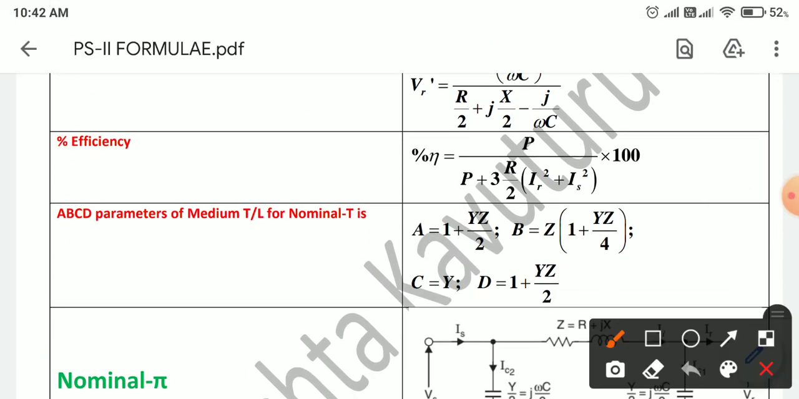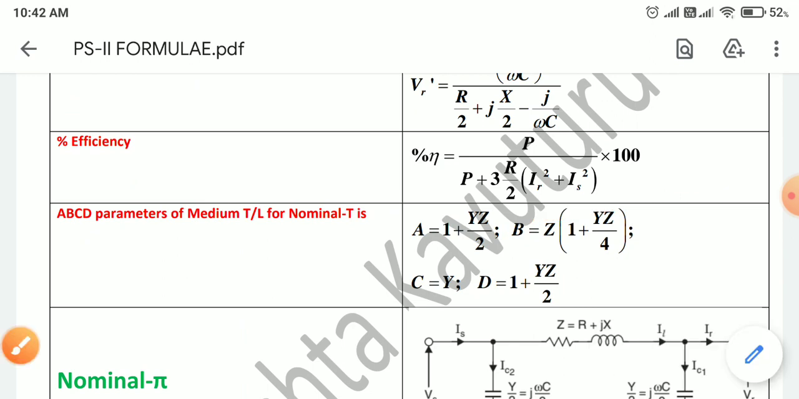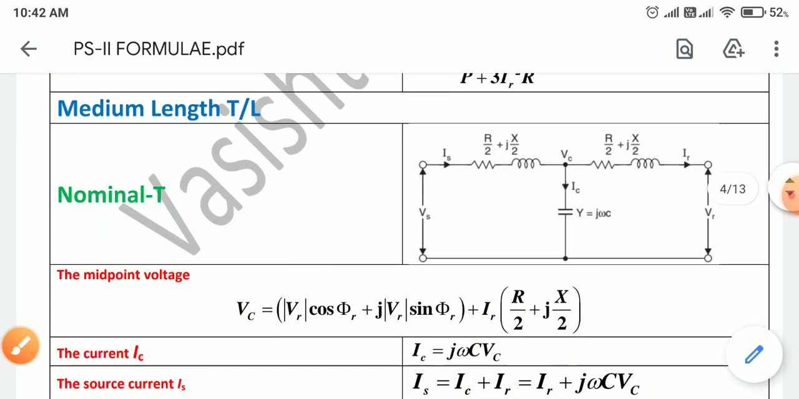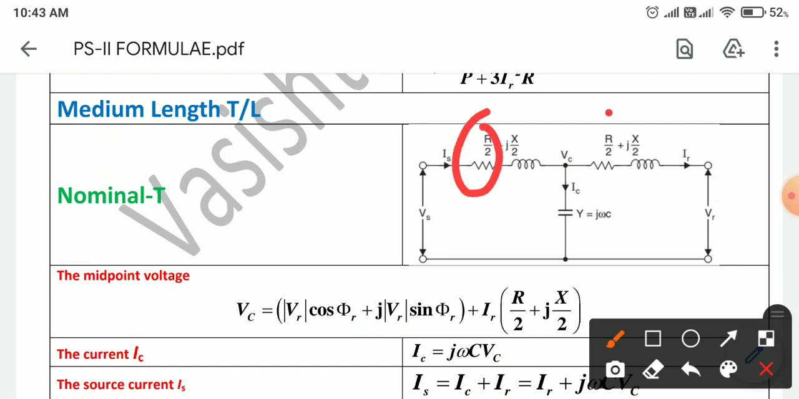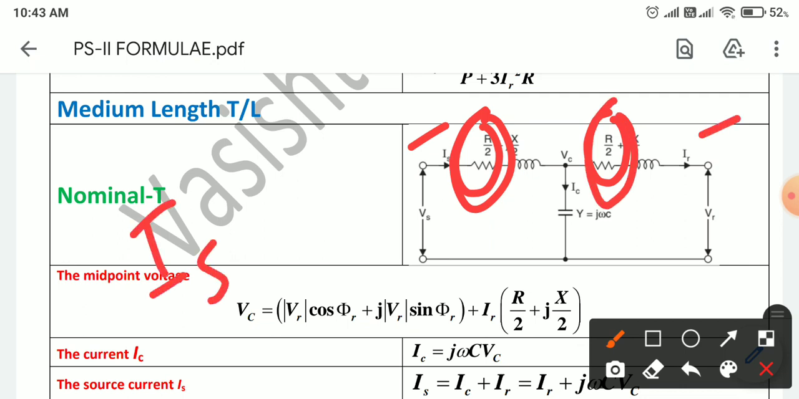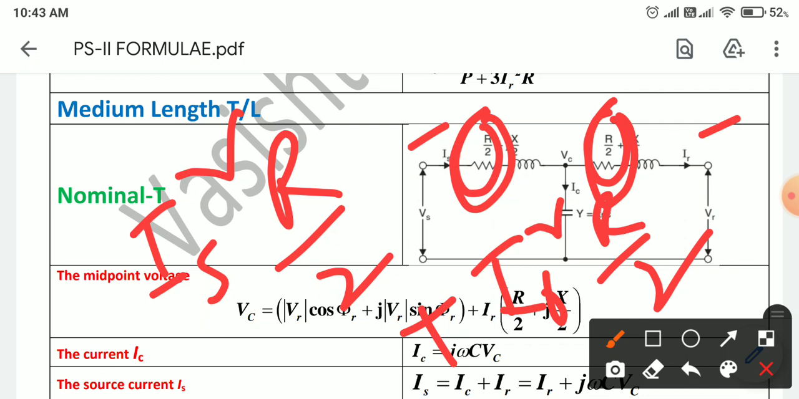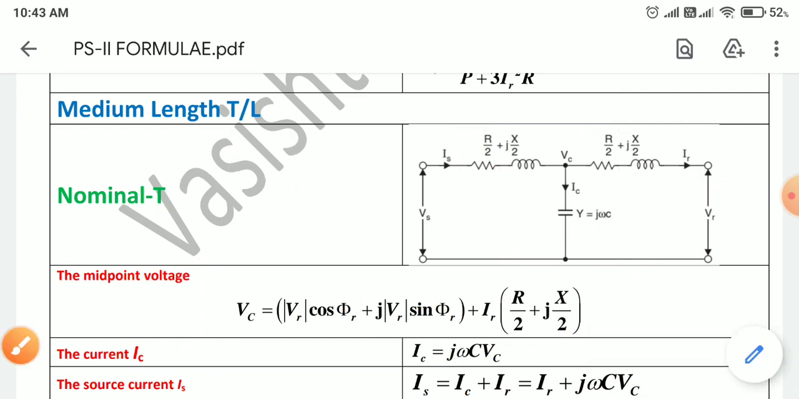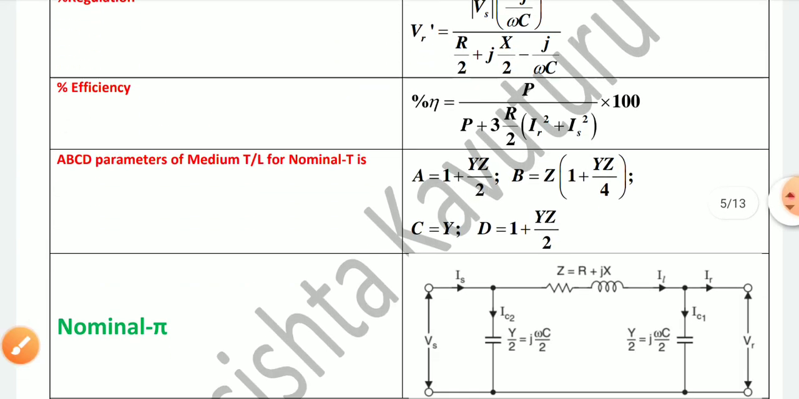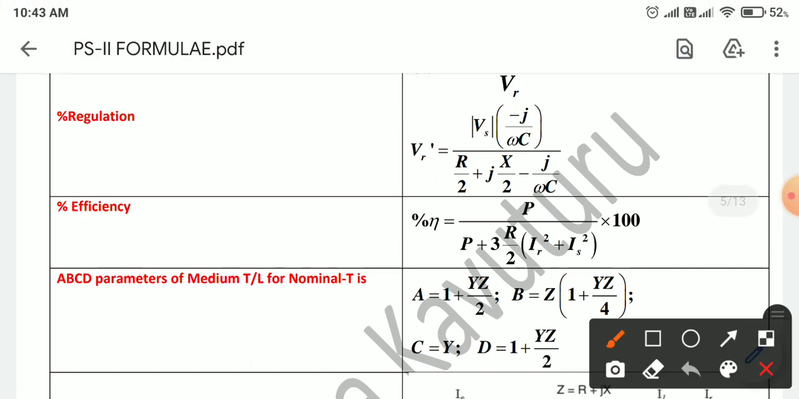Next, efficiency of a three-phase transmission line: P by (P plus 3 into R by 2 into (IR square plus IS square)). Why? Because here the resistance is distributed in two parts. One is R by 2, and here this is another R by 2. In this R by 2 the current IS is flowing, and in this R by 2 the current IR is flowing. Therefore, IS square into R by 2 plus IR square into R by 2. For three phase it is 3 times. If you take the common R by 2, it is 3R by 2 into (IS square plus IR square). So this is the efficiency calculation.